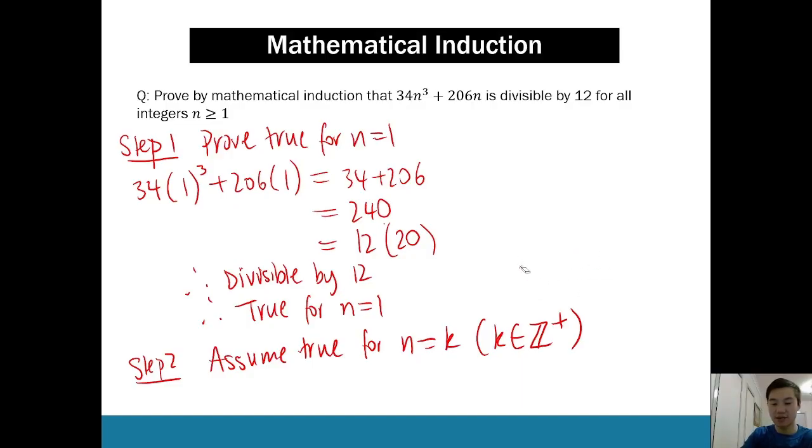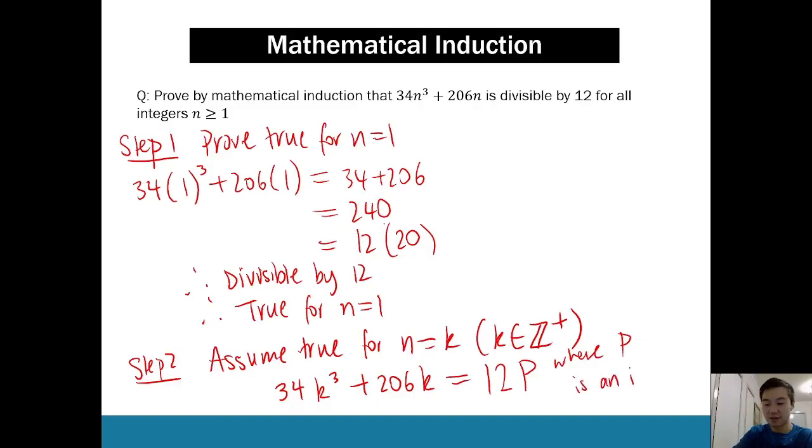So I'm going to say that 34k cubed plus 206k is equal to, in order to express this as something divisible by 12, I'm going to write 12p. I can choose any letter I want, but the important thing is you can't forget this. You need to specify that p is an integer, because if you don't, p could be a fraction, and then this wouldn't be divisible by 12 anymore. So you can choose any letter you want. I'm going to use p, where p is an integer. Okay, so that was steps 1 and 2.